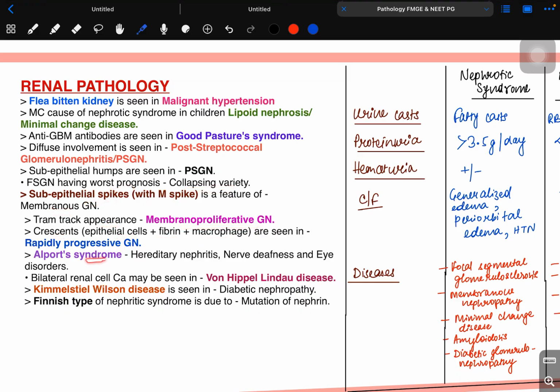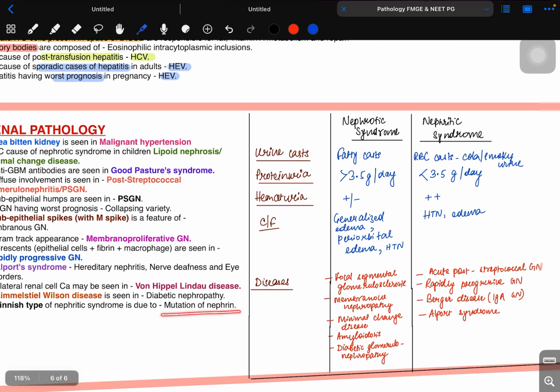Alport syndrome includes hereditary nephritis, nerve deafness and eye disorders. Bilateral renal cell cancer may be seen in von Hippel-Lindau disease. Kimmelstiel-Wilson disease is seen in diabetic nephropathy. Finnish type of nephrotic syndrome is due to mutation of nephrin.